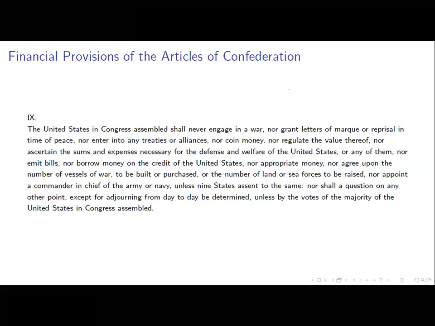And you quickly see it's 9 states. You start with 13 states, but what happens when we admit new states? It's fixed at 9, which is interesting.